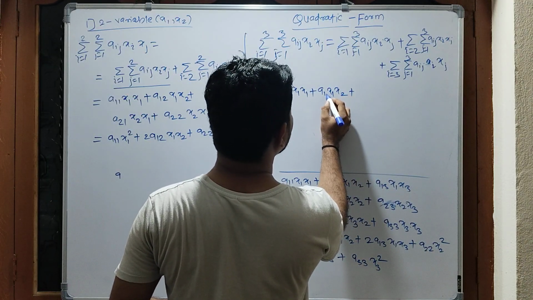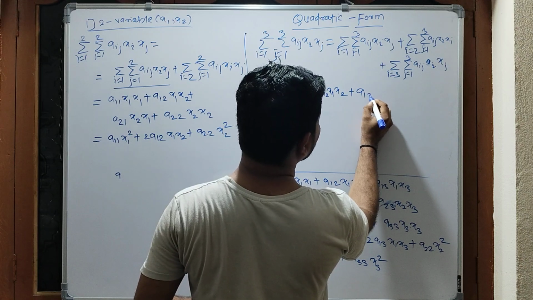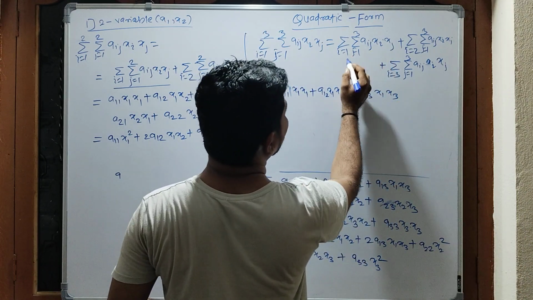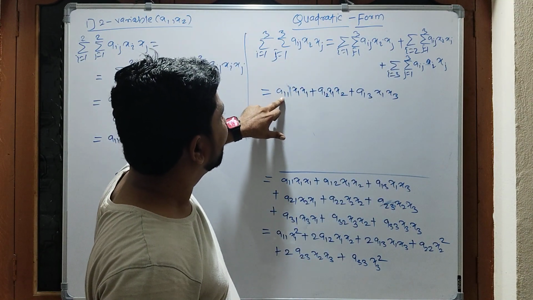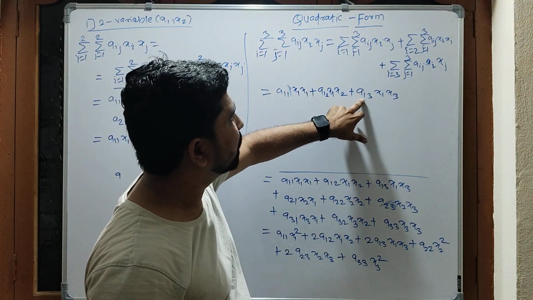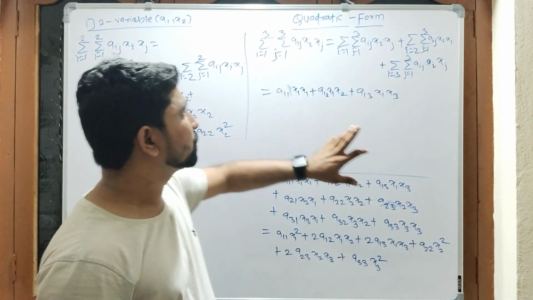So here this is a_1, and now this time j is 2. Now here a_1, j is 3, so x_1 and again x_3. This corresponds to when i is 1: a_11 x_1 x_1, plus a_12 x_1 x_2, plus a_13 x_1 x_3. So this is my first, corresponding to this first.